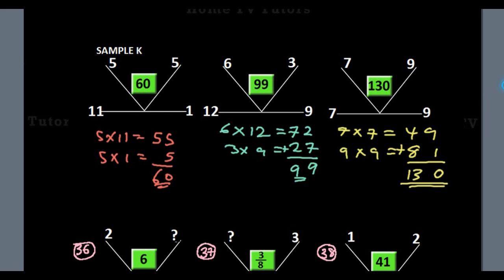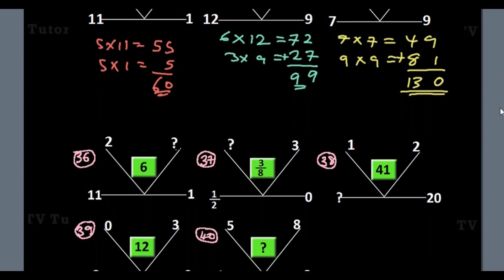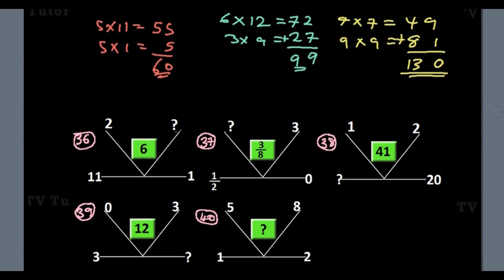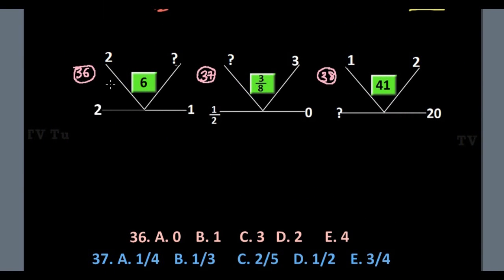So we use this now to solve question 36 to 40. Okay, now let's solve question 36. So the product of the numbers on the left hand side, which is 2 times 2, 4, will be added to the product of the numbers on the right hand side.